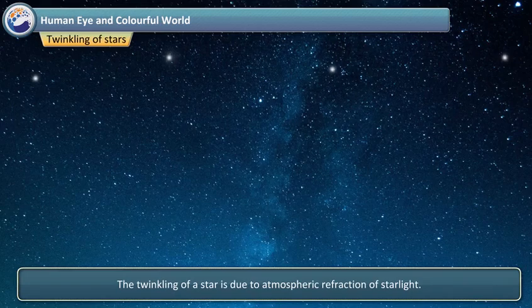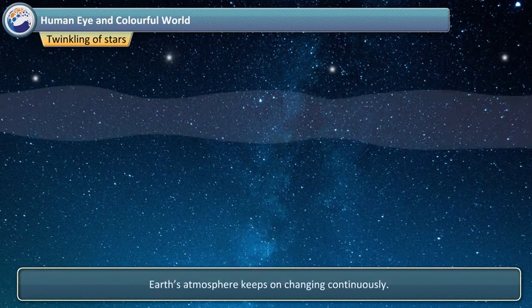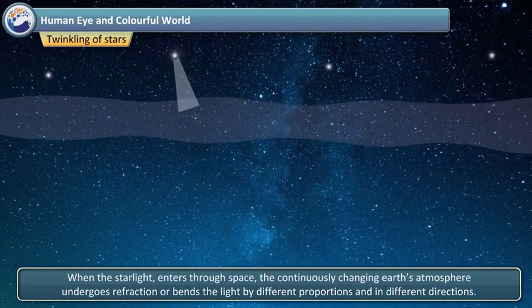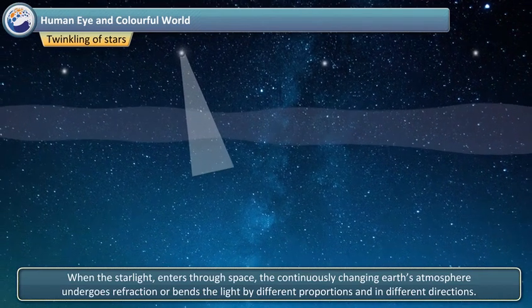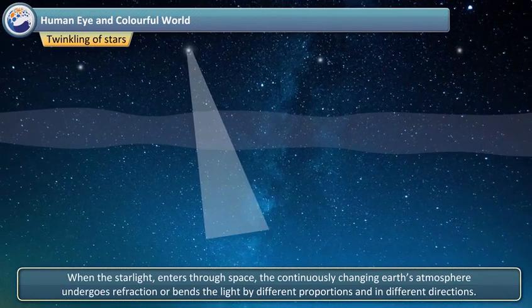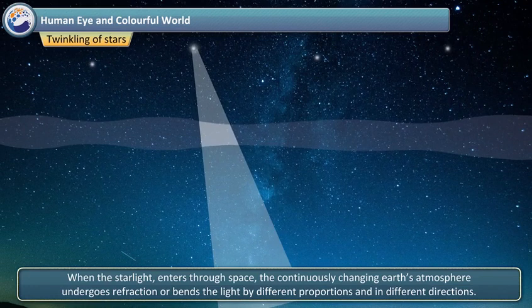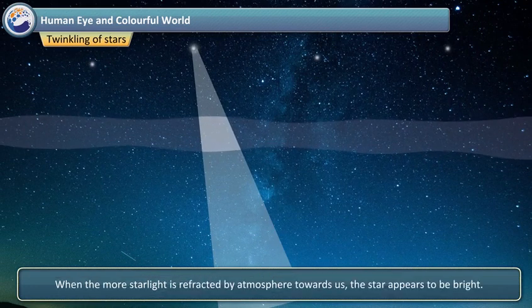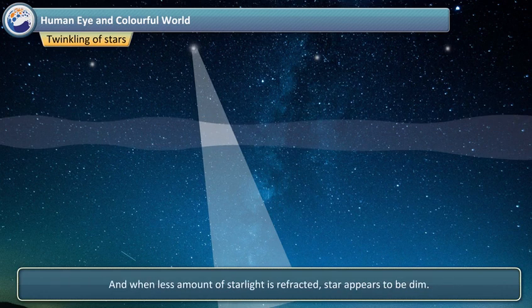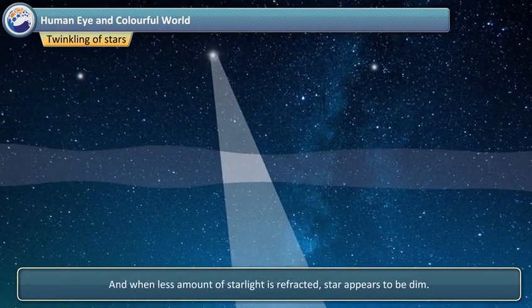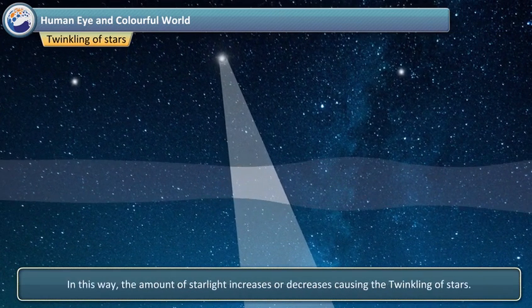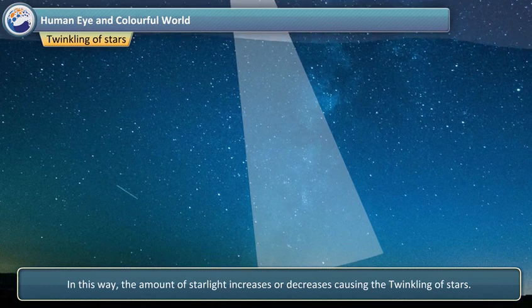Twinkling of stars. The twinkling of a star is due to atmospheric refraction of starlight. Earth's atmosphere keeps on changing continuously. When the starlight enters through space, the continuously changing Earth's atmosphere undergoes refraction, or bends the light by different proportions and in different directions. When more starlight is refracted by the atmosphere towards us, the star appears to be bright. And when less starlight is refracted, the star appears to be dim. In this way, the amount of starlight increases or decreases, causing the twinkling of stars.